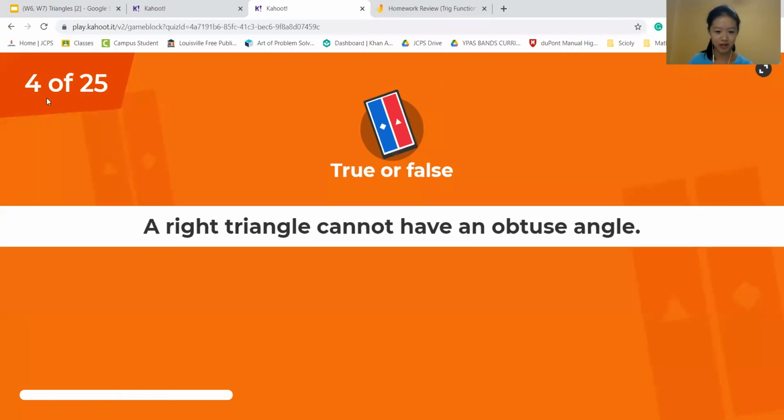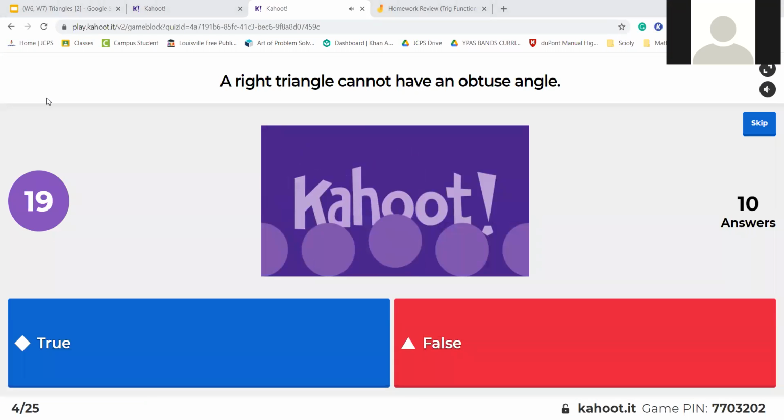A right triangle cannot have an obtuse angle. So this one we didn't, wait, I thought this was a yes or no question. Yeah, same. We see 2 wrong answers, that's why. It's okay.